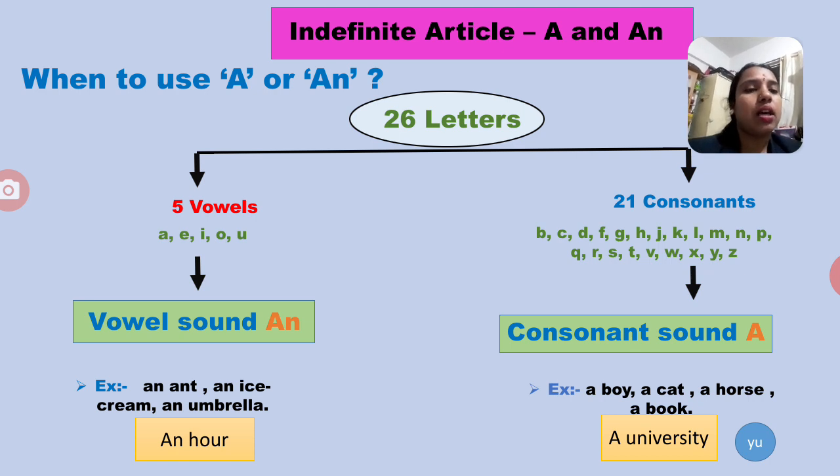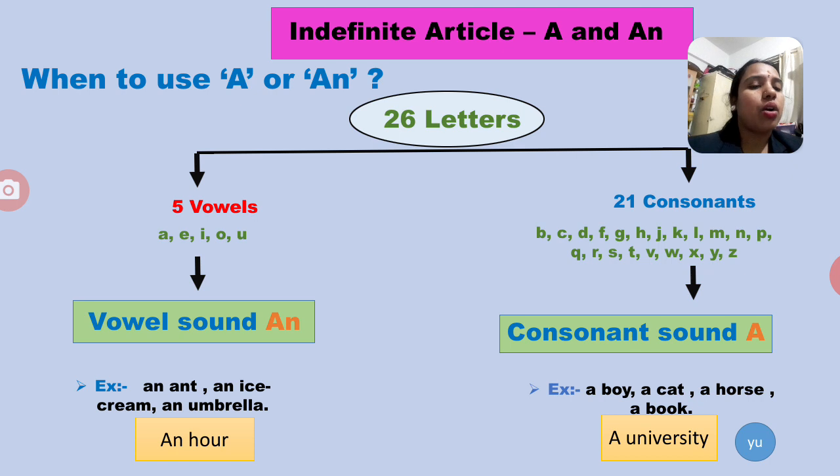Now we will see the consonant sound "a". So in every case, a word begins with a consonant sound, that time we have to use "a". How? We will see: a boy, a cat, a horse, a book. So here boy, B is what? Consonant letter. That's why I have used "a" here. C is a consonant, a cat. In the same way horse and book also.